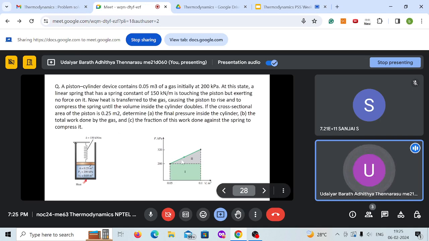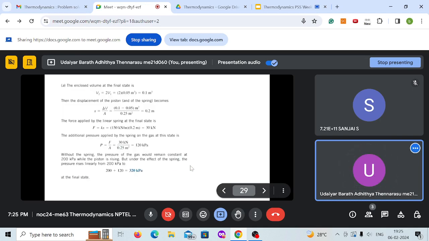So that process can be represented like this. From 200 to 320, we will find out the pressure P2, which will come out to be 320, and that's the process. So we'll come back again to the graph finally after solving all.